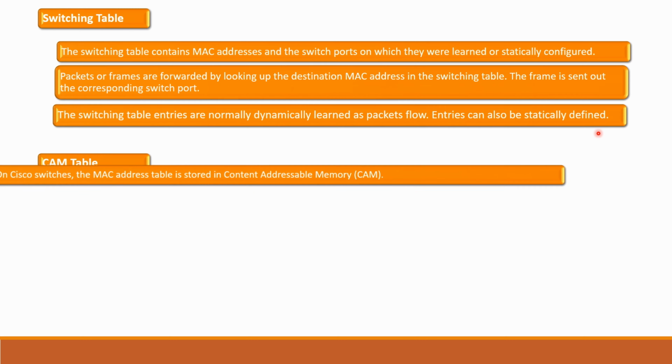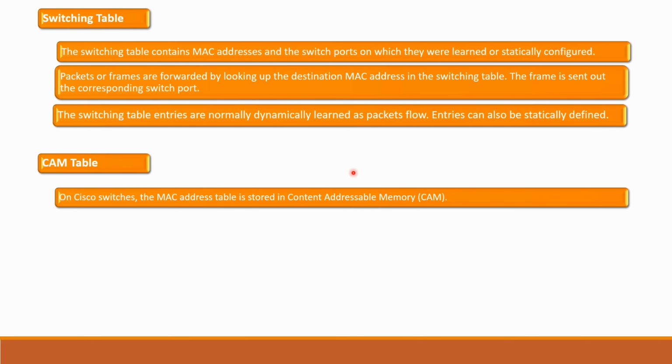CAM table. On Cisco switches, the MAC address table is stored in content addressable memory, CAM memory. So it's called CAM table also in Cisco's.